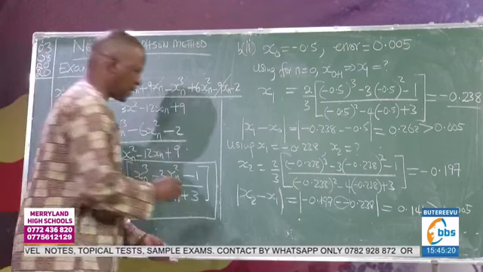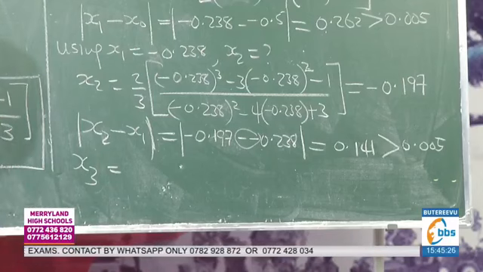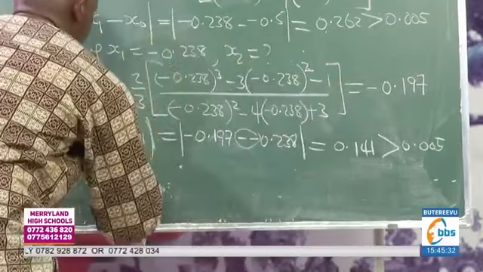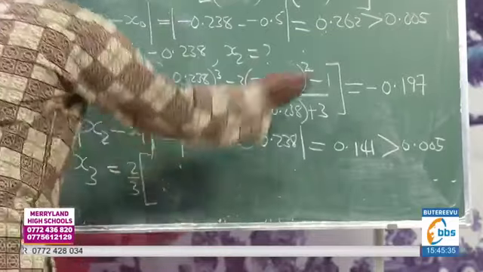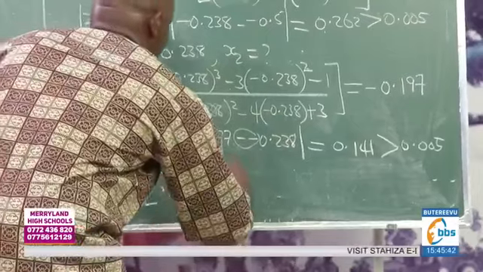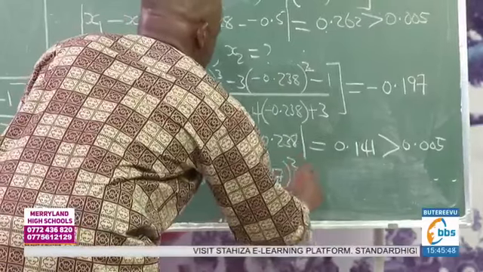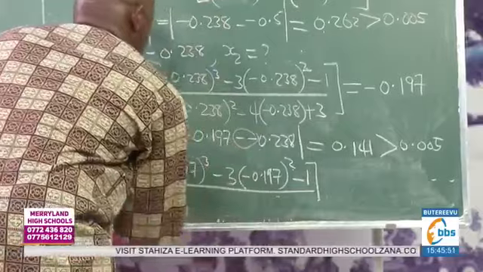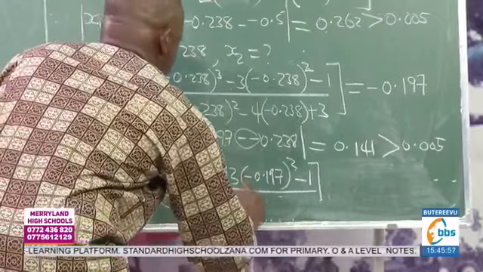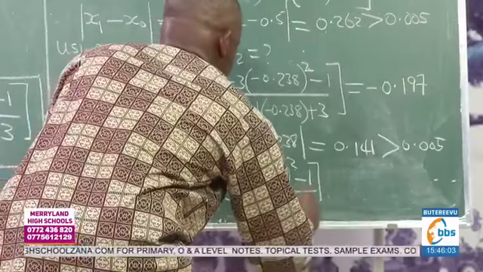We try out the third time and we look for x3. Our x3 implies that we use x2 as the value, so it will be 2 out of 3 into negative 0.197, this is cubed, minus 3 into negative 0.197, this is squared, minus 1, all over negative 0.197, this is squared, minus 4 into negative 0.197 plus 3.